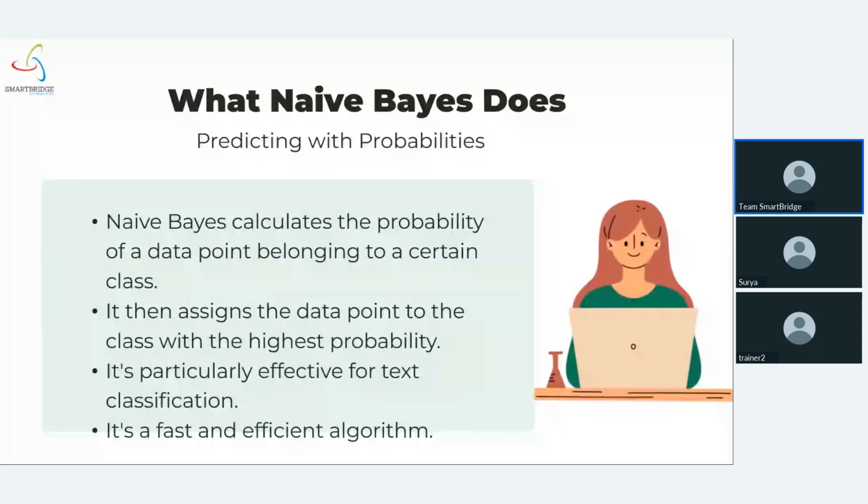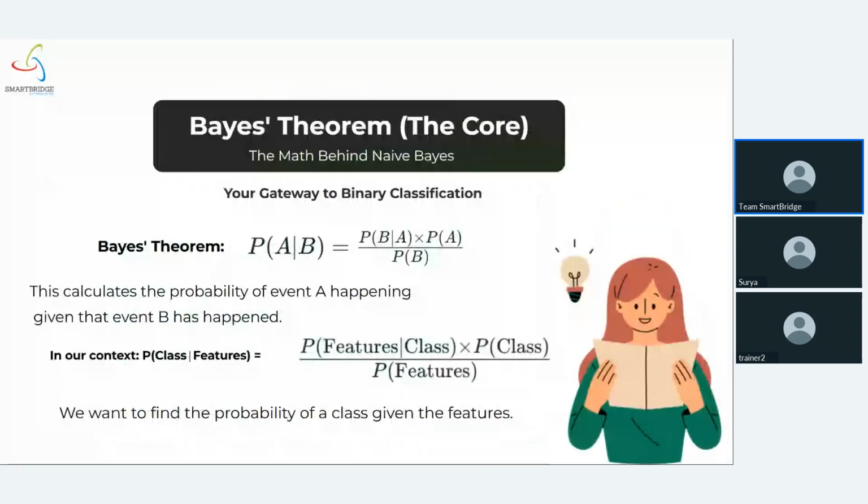So this is the Bayes theorem that we'll be talking about. P of A given B is equal to P of B given A into P of A divided by P of B. Whenever I mention P of, this is nothing but probabilities. So this calculates the probability of event A happening given that event B has happened.